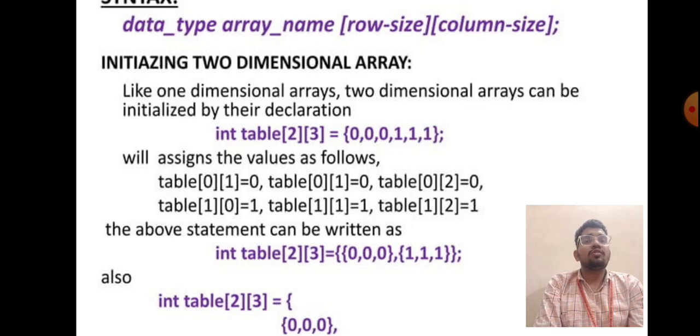Table of 0th row, 0th column equals 0. Table of 0th row, first column equals 0. Table of 0th row, second column equals 0. Table of first row, 0th column equals 1. Table of first row, first column equals 1. Table of first row, second column equals 1. The above statement can be written as int table of 2 and 3. The first subscript always represents the row and the second subscript always represents the column.